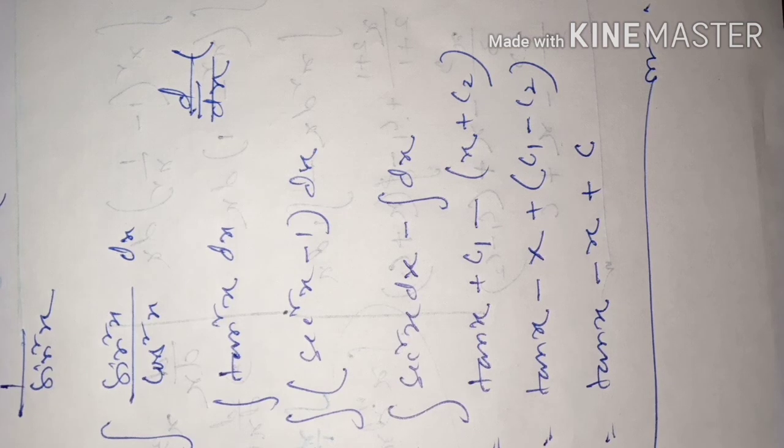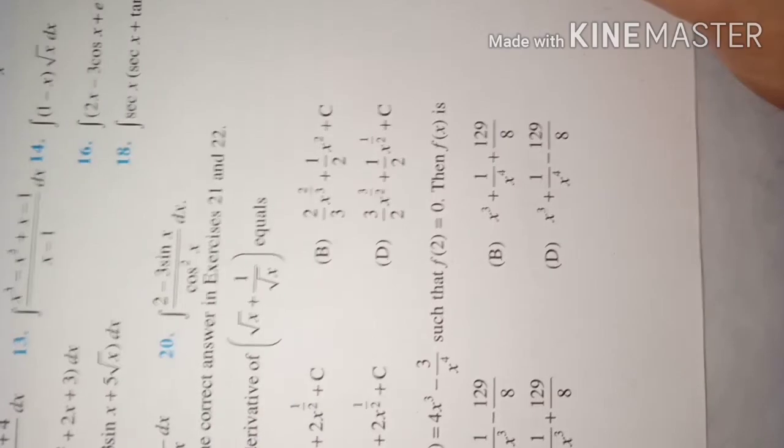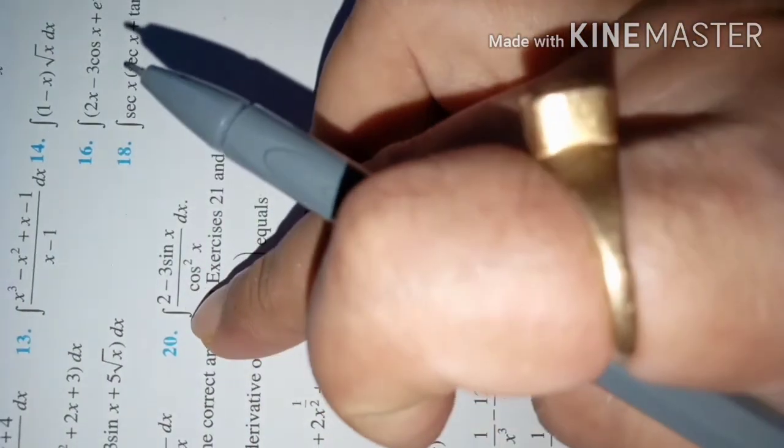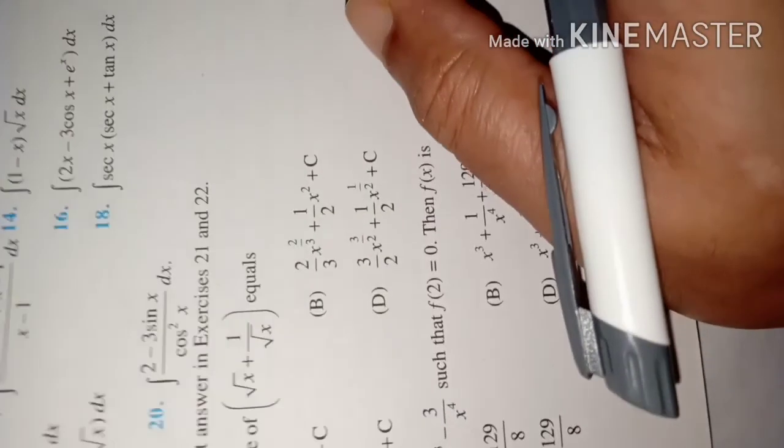One more, let us take question number 20. After solving 20, we will stop for today. So 20 is what? Integration of 2 minus 3 sin x by cos square x into dx. With respect to x, we have to find its antiderivative.